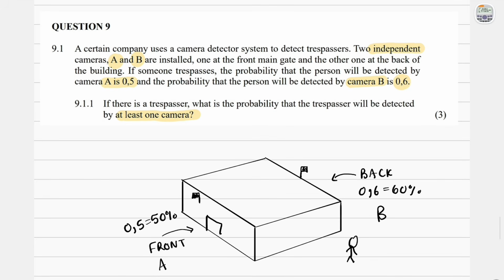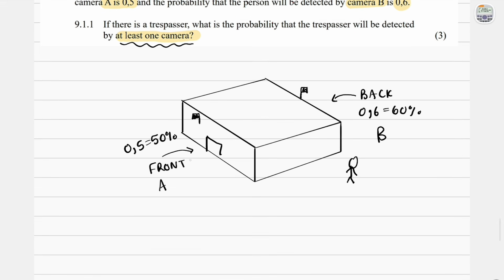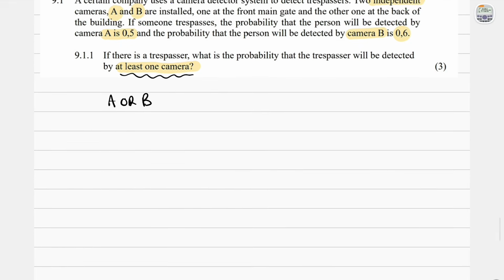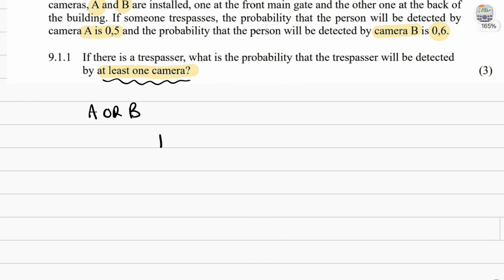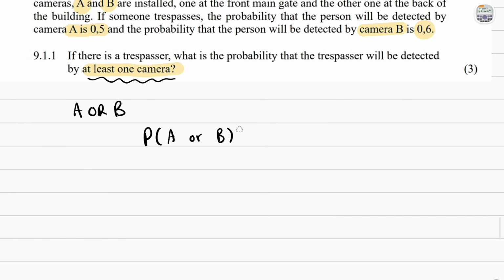And so the question is specifically, what is the probability that the trespasser will be detected by at least one camera? What that means is they can be detected by camera A or by camera B, at least one of them. So keep that in mind, A or B. And this is really where we're going to find this answer. So we don't really need this, this is just an explanation. And so what we're trying to do is find out the probability of A or B occurring. At least one, it can be either one.